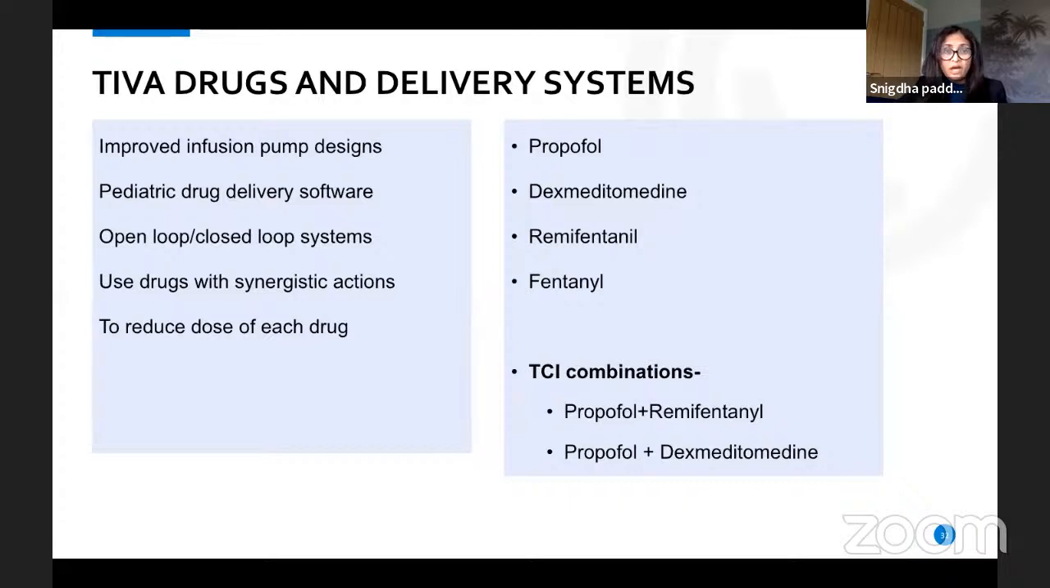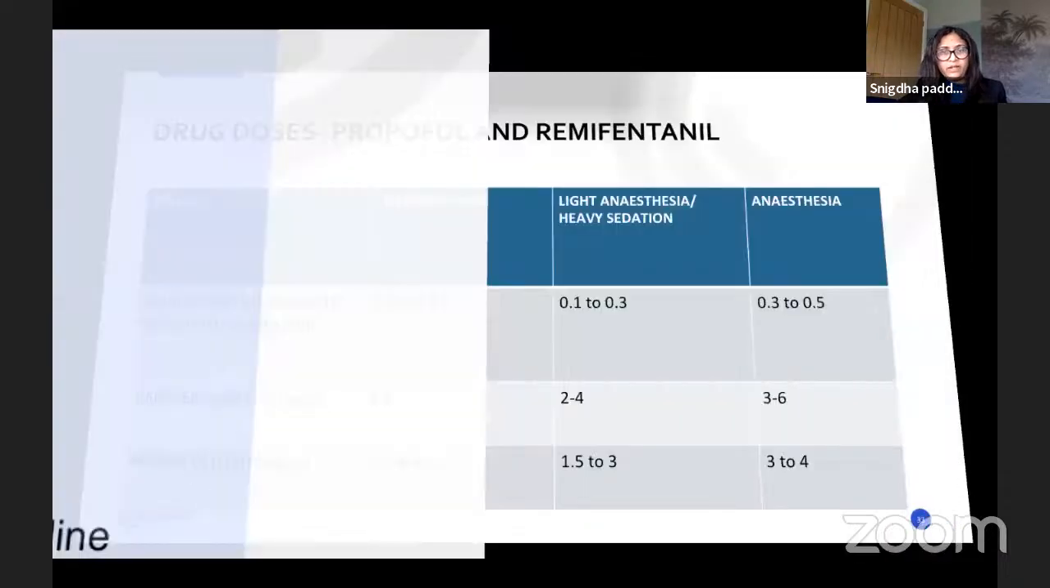Also, it is very easy to deliver TIVA these days because of the availability of improved infusion pump designs, having pediatric drug delivery software, having open loop and closed loop systems, and we can use drugs with synergistic actions because this will help in reducing the dose of each drug and provide cardiac stability to the patient. The preferred drugs are propofol, dexmedetomidine, remifentanil, and fentanyl, and the best combinations which we have felt in our clinical experience are propofol with remifentanil and propofol with dexmedetomidine.